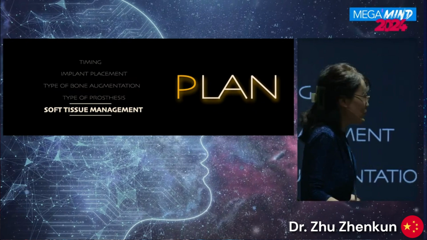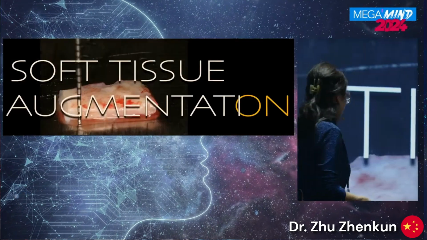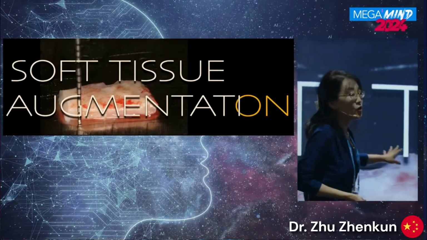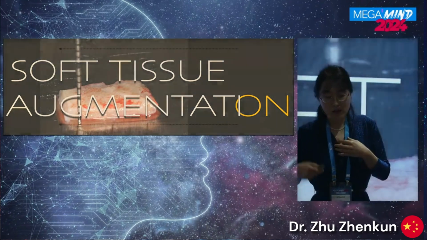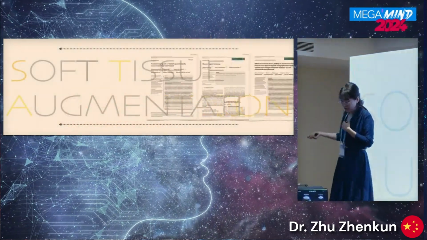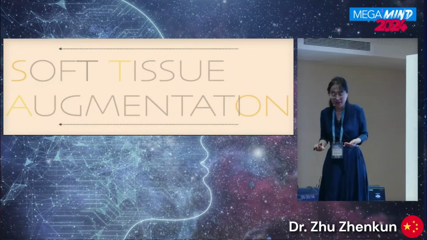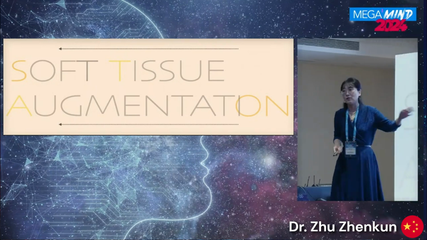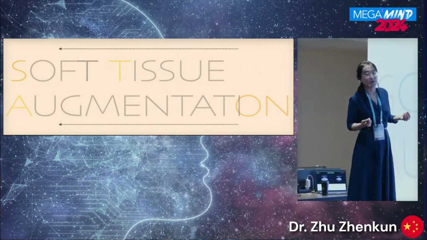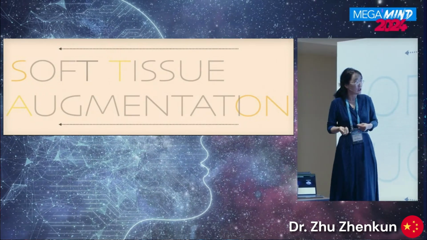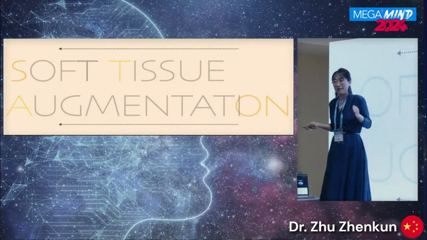So what should we do to reduce the soft tissue changes? We know that soft tissue augmentation is a good choice. But our question is whether soft tissue augmentation can really help to reduce the soft tissue changes. So we need to consult the literature to find evidence-based support on whether soft tissue augmentation helps to maintain the soft tissue.